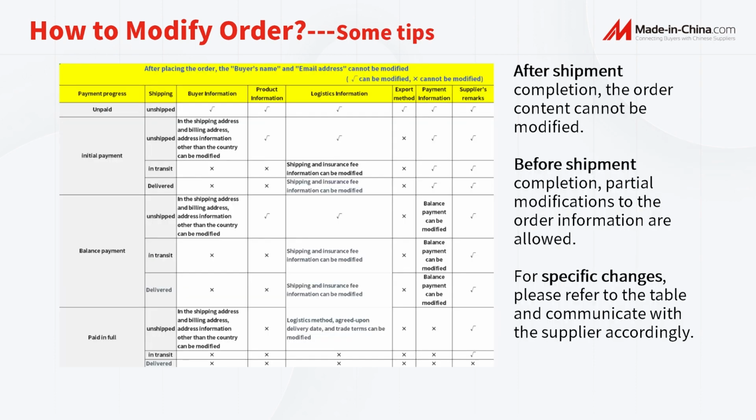When an order is in different status, the fields that can be modified vary accordingly. After shipment completion, the order content cannot be modified. Before shipment completion, partial modifications to the order information are allowed. For specific changes, please refer to the table and communicate with the supplier accordingly.